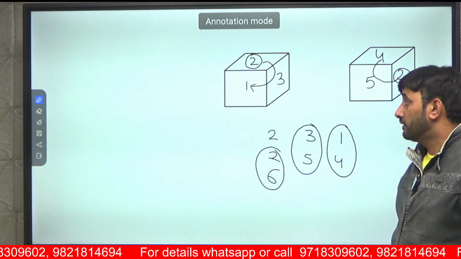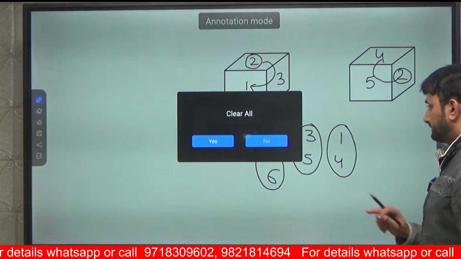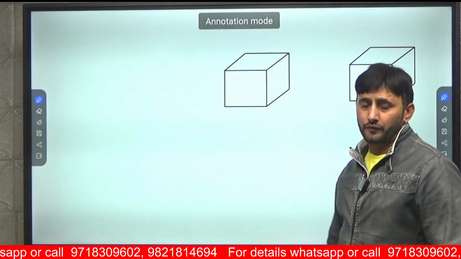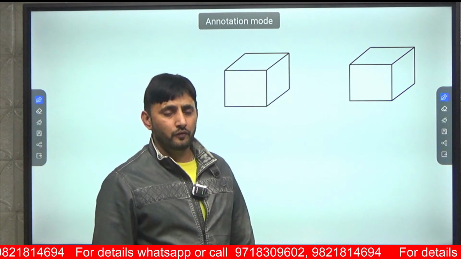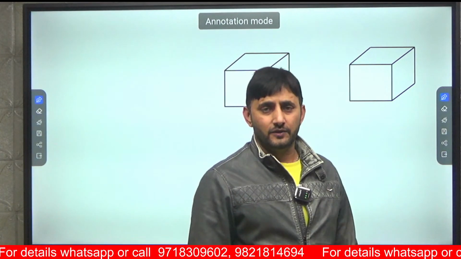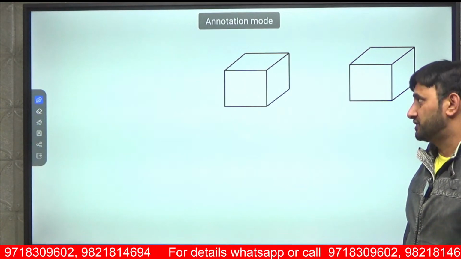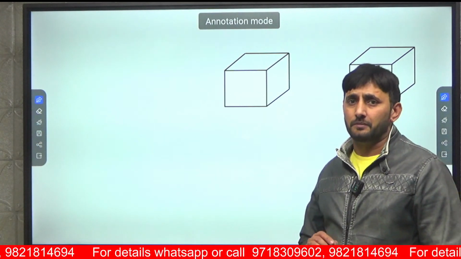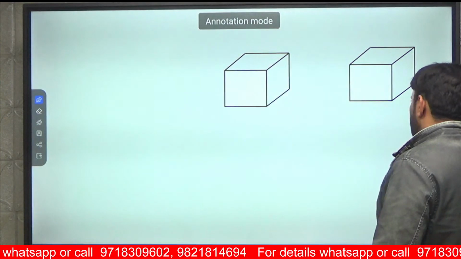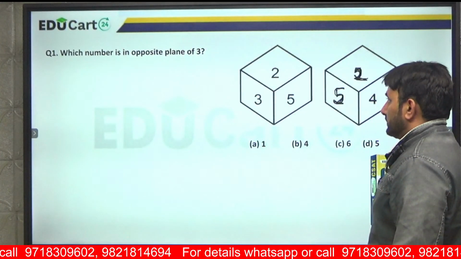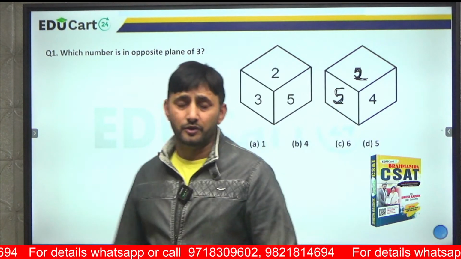Now, next rule. If in two views of a die, two faces are common, then non-common faces will be on the opposite sides. So let us see this question.